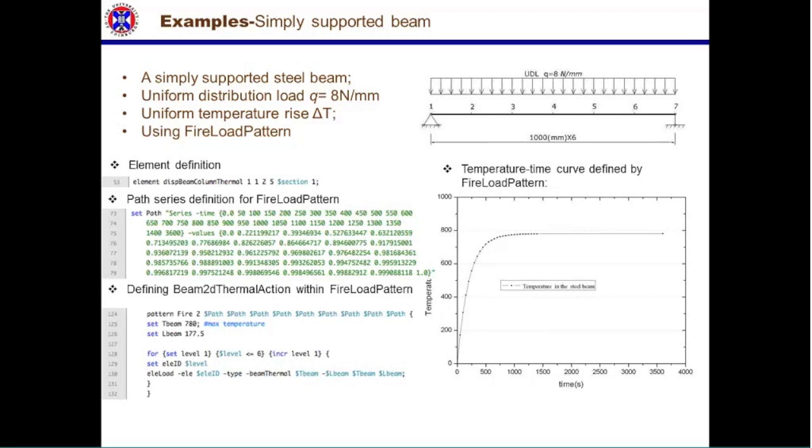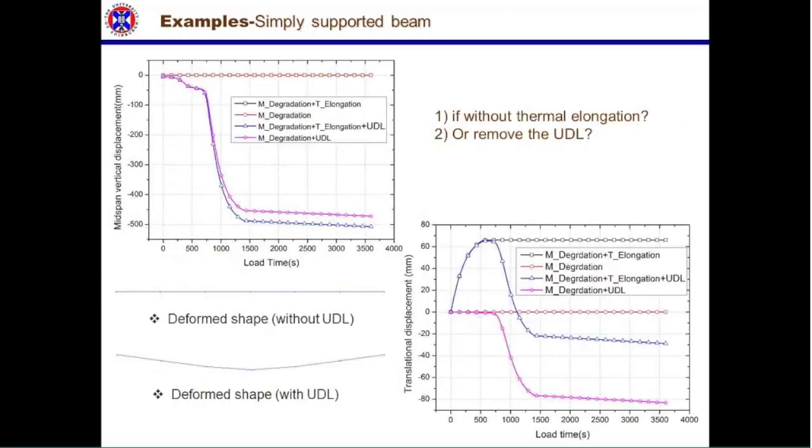This model is available on our wiki page. So these are the results of it. If you look at the mid-span deflection of the beam, that's the figure on the left. That shows the kind of expected behavior that you would get. If you only have material degradation happening, because there is no UDL, there is no load on the beam, there is no deflection.